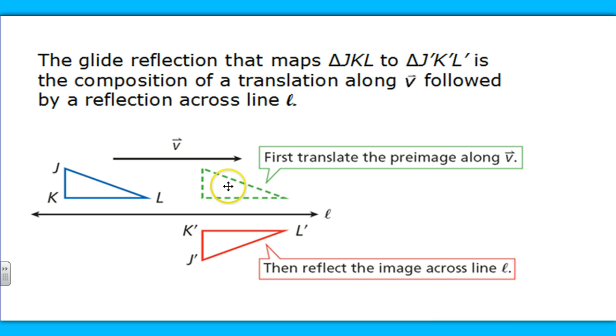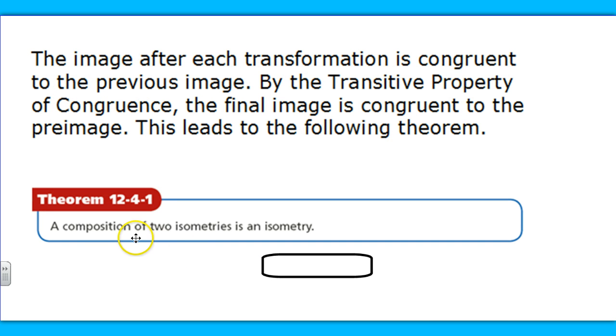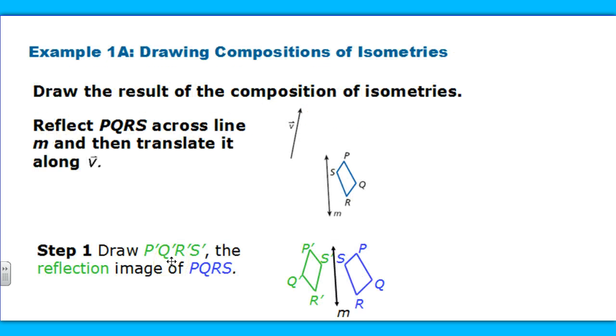transformations, right? When we translate, the image is congruent to the pre-image, right? Just moved it, in this case, to the right, positive in the horizontal direction, right? And then the reflection across line L leaves us with a congruent triangle as well. These are congruent, the pre-image and the image. And so this composition transformation is an isometry. If you have two isometries, you get a total isometry, right?